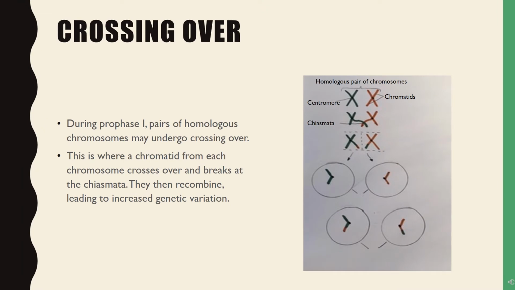So what is crossing over? As mentioned on the last slide, crossing over occurs during prophase 1. A chromatid from each chromosome crosses over another and breaks at the chiasmata. The chromosomes are then recombined, leading to increased genetic variation.